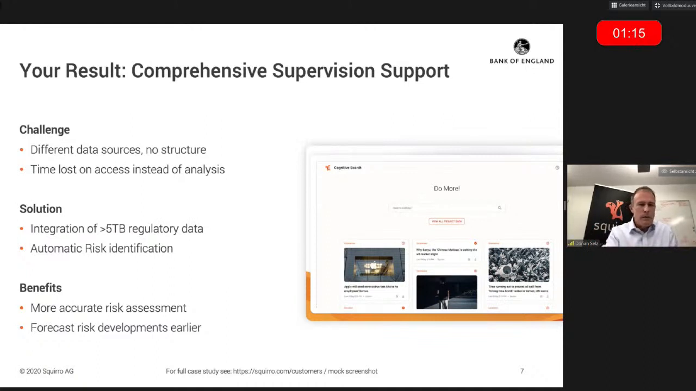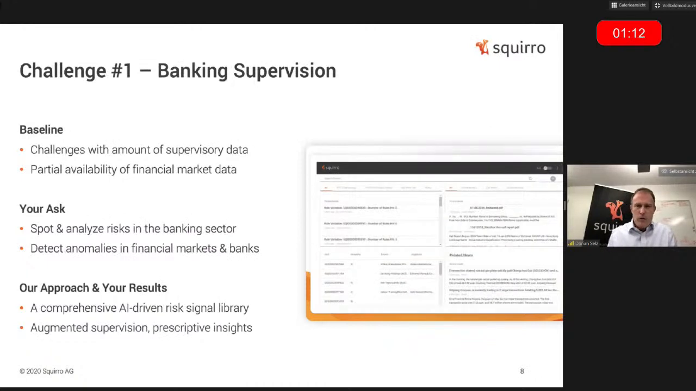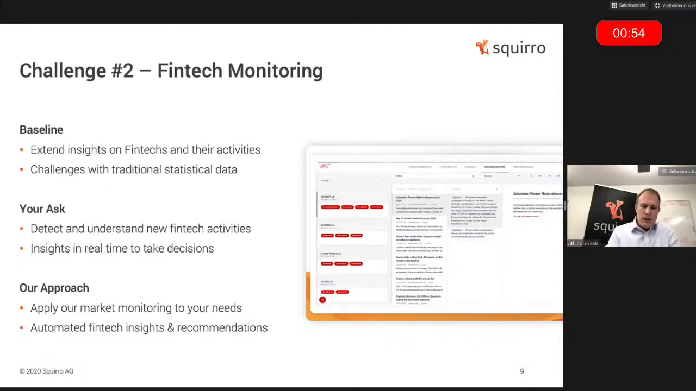so that the supervisory function can do what they're really supposed to do. In that sense, we also looked at the challenges that you presented to us. Banking supervision: yes, we do think we can apply a lot of the learnings that we gained on the other side of the channel to the Bundesbank too. That is a comprehensive AI-driven risk signal library and a comprehensive approach to this. In the same way, we looked at the other challenge that you posed, the fintech monitoring challenge. We have done similar work with a number of companies in Switzerland and elsewhere, where we monitor market risks, say in the food industry, and where we monitor new startups, insurtechs, and more.